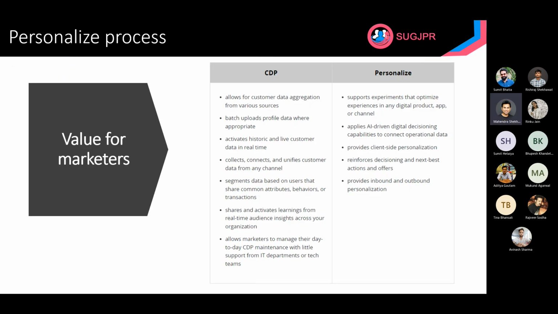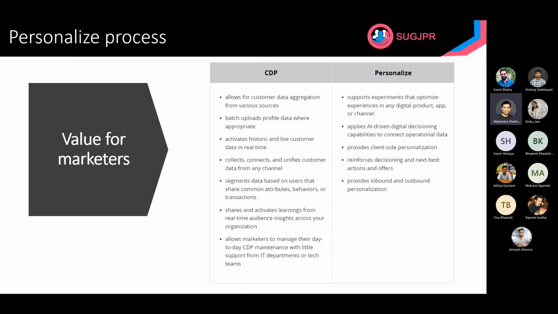Now we'll talk about the value for the marketer. It's not actually part of any personalization process, but I just covered this slide here to give a brief idea about the CDP and personalization value for a marketer. So a marketer can perform multiple operations. It allows for customer data aggregation from the various sources. So you can collect the data from the various sources and then it aggregates that complete customer data. It allows you to batch upload profile data where appropriate. From your historical data, you can batch upload that profile into the CDP.